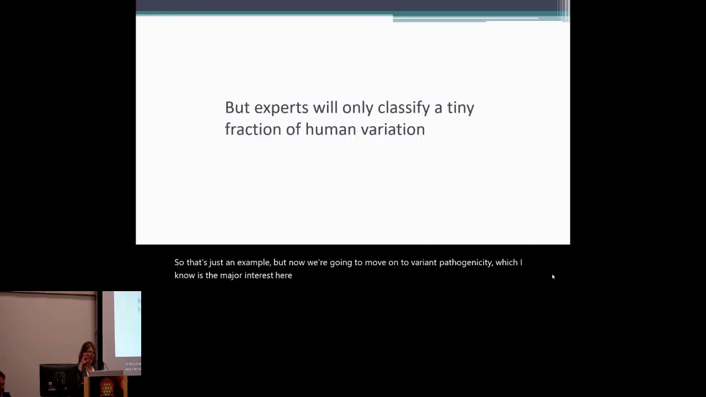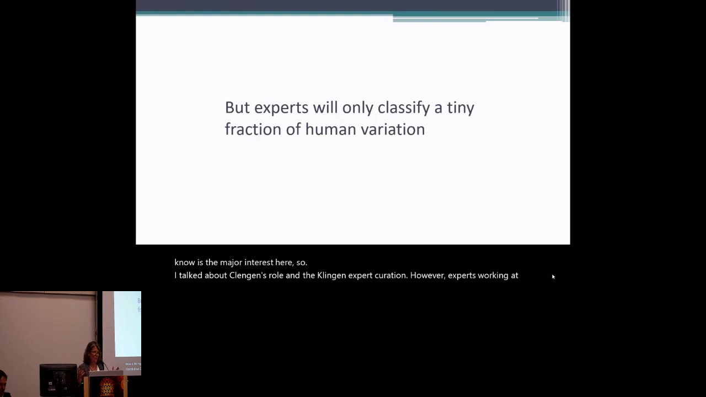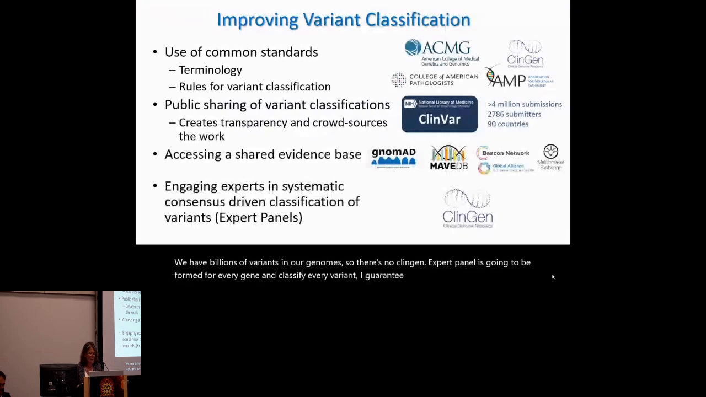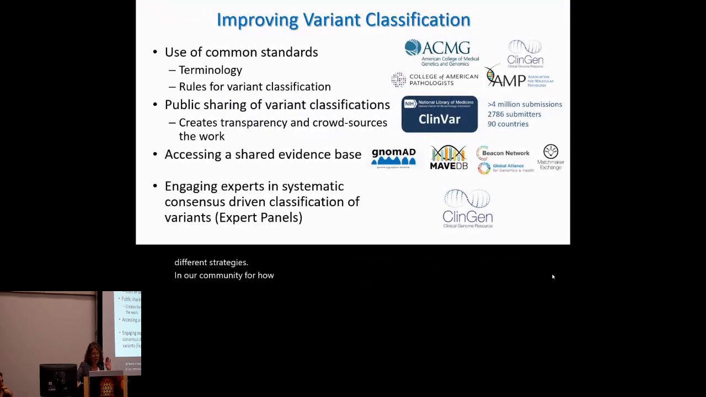So I talked about ClinGen's role and the ClinGen expert curation. However, experts working at a few variants a month are never going to classify the vast majority of human variation. We have billions of variants in our genomes. So no ClinGen expert panel is going to be formed for every gene and classify every variant. I guarantee it. So we have to think about different strategies in our community for how we interpret, annotate and understand human variation. And the way I've thought about it is to take a four-tiered approach.